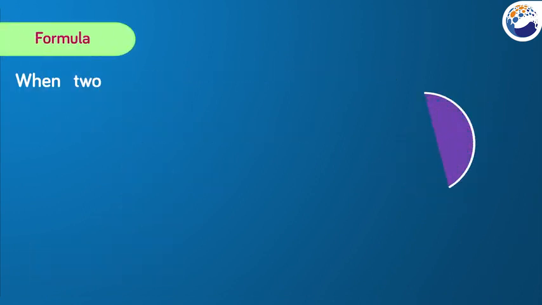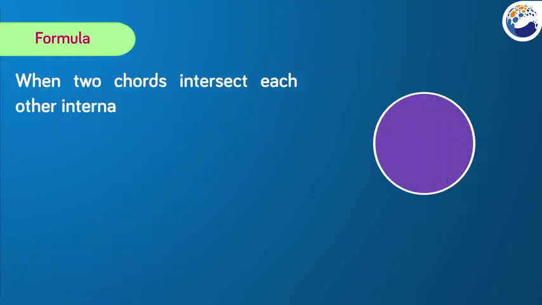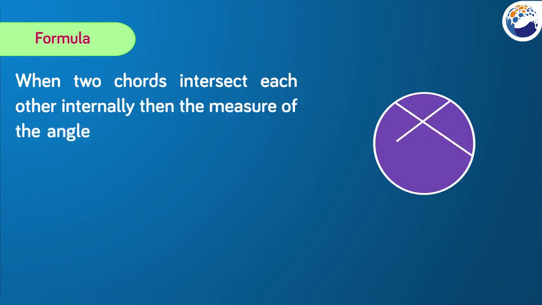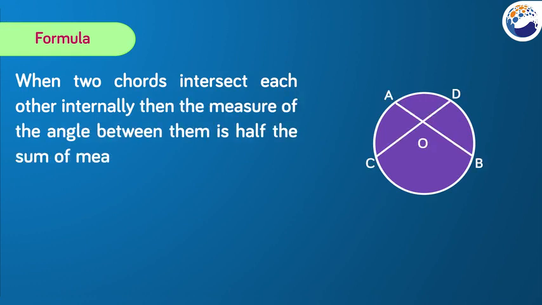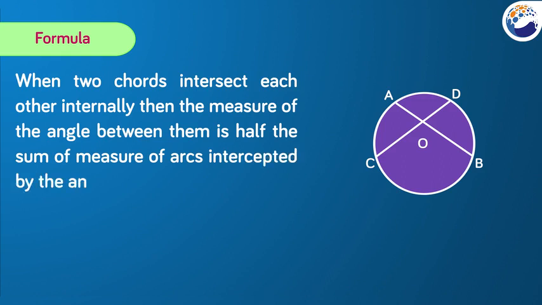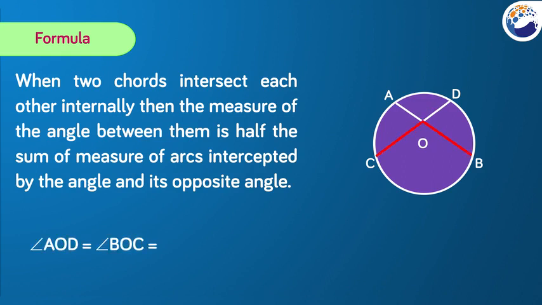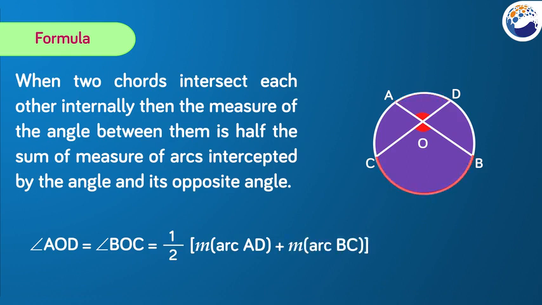Formula. Remember, when two chords intersect each other internally, then the measure of the angle between them is half the sum of the measures of the arcs intercepted by the angle and its opposite angle. Angle AOD is equal to angle BOC is equal to half of the measure of arc AD plus the measure of arc BC.